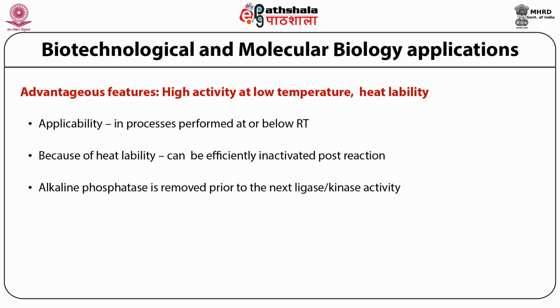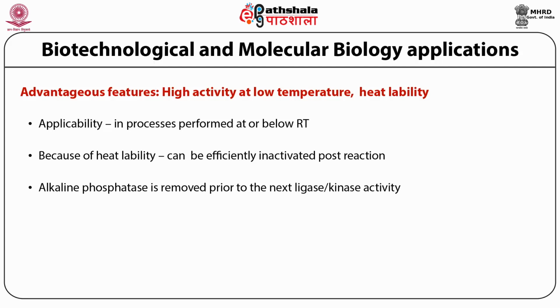So let us take the example of alkaline phosphatase, which is isolated from a cryophilic host. Alkaline phosphatase in a normal reaction has to be removed prior to the next ligase or kinase activity. So when we are going to have a ligation activity, or we have to derivatize the DNA by substitution, we have to use kinases. These enzymes, ligase and kinase, their activity is actually opposite to alkaline phosphatase.